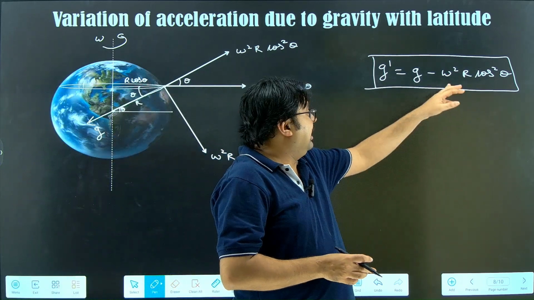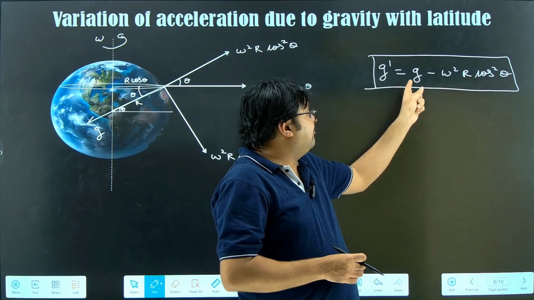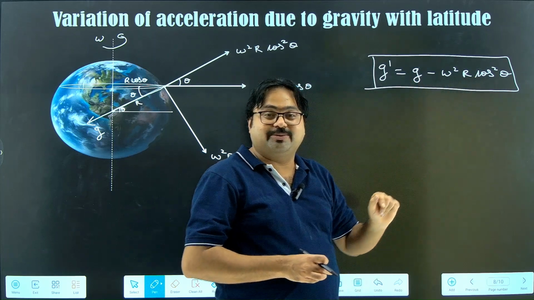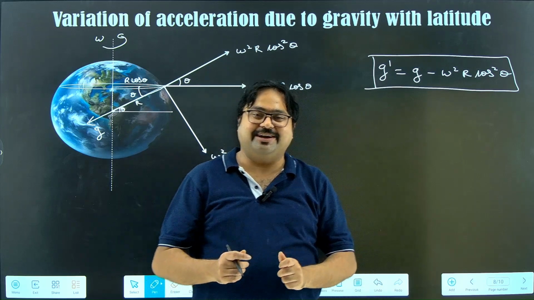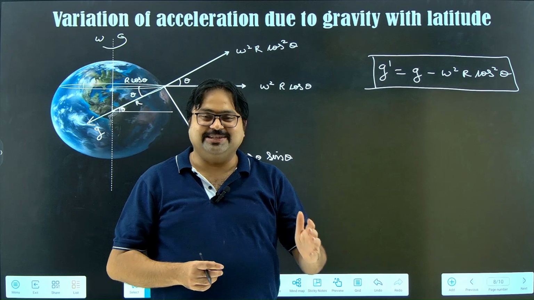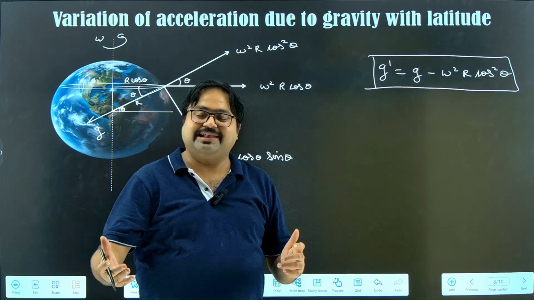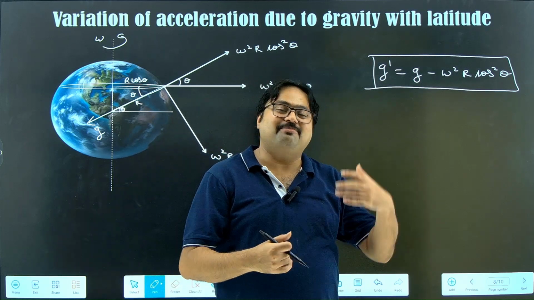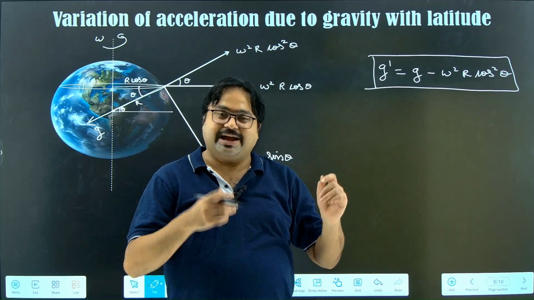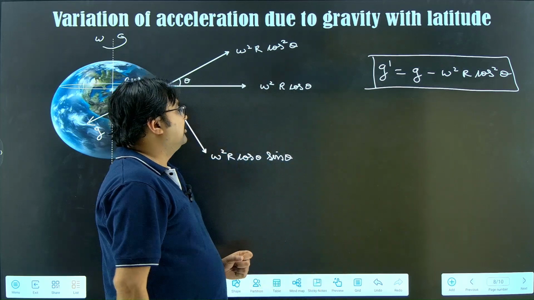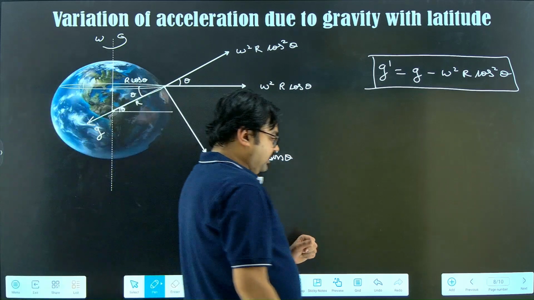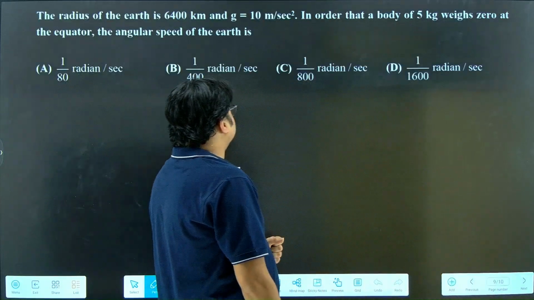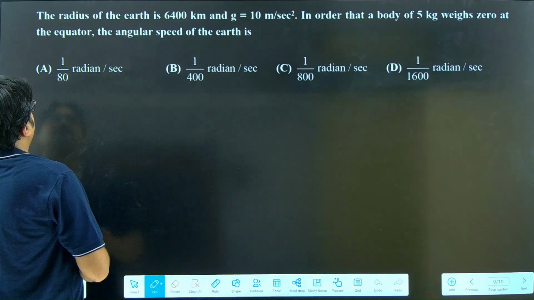Cos 0 is 1, and then you have acceleration due to gravity being g minus omega square times r, which means acceleration due to gravity is least on the equator. So acceleration due to gravity is not the same at all latitudes. It's going to be different: maximum at the poles and minimum on the equator. That's a piece of information for you. Having played around with this one, let us try to answer the question based on this one.